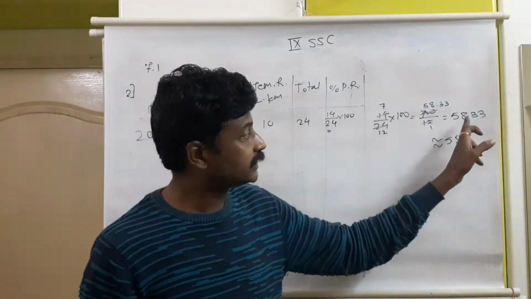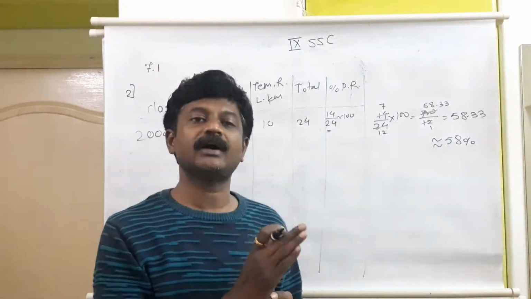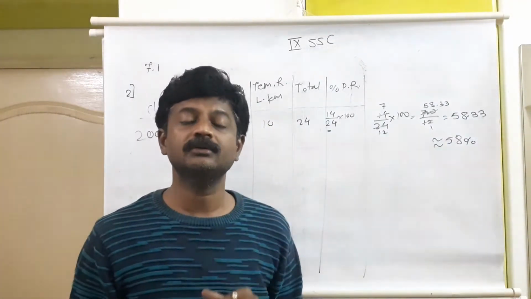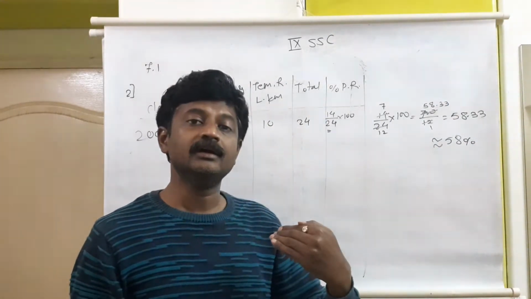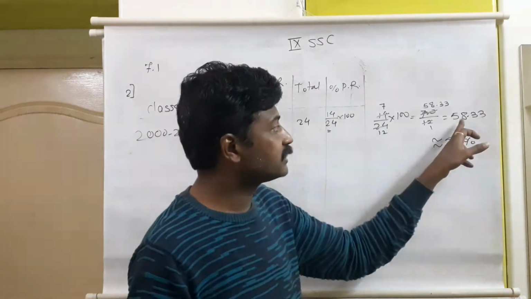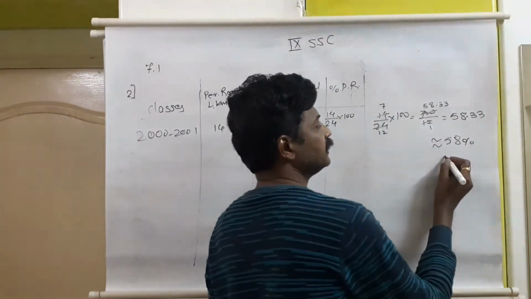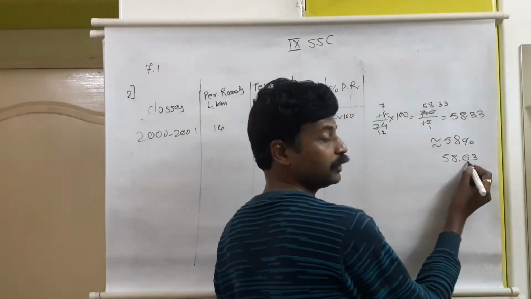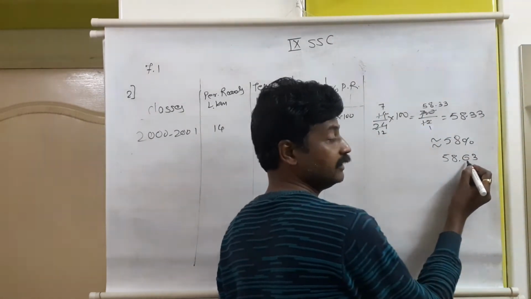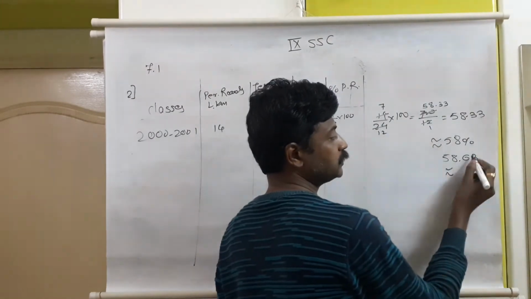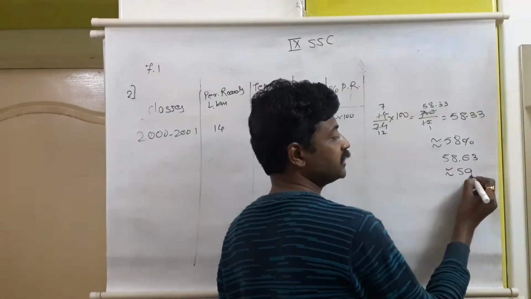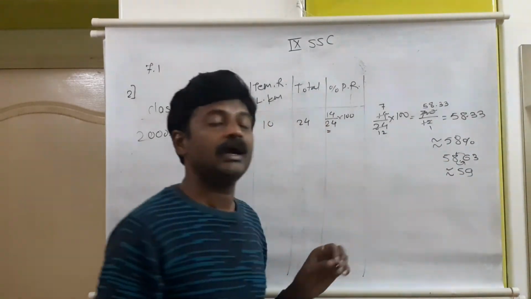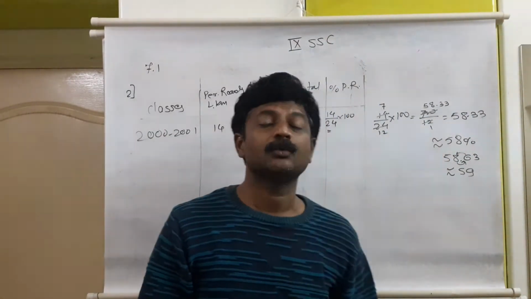But after the decimal point, if the digit is between 5 to 9, then one additional integer we have to consider. For example, suppose if it would have 58.63, then after the decimal point, if the digit is 5 or more than 5, then approximately this value is equal to 59, because see, this is more than half. More than half means approximately it is equal to one full integer.